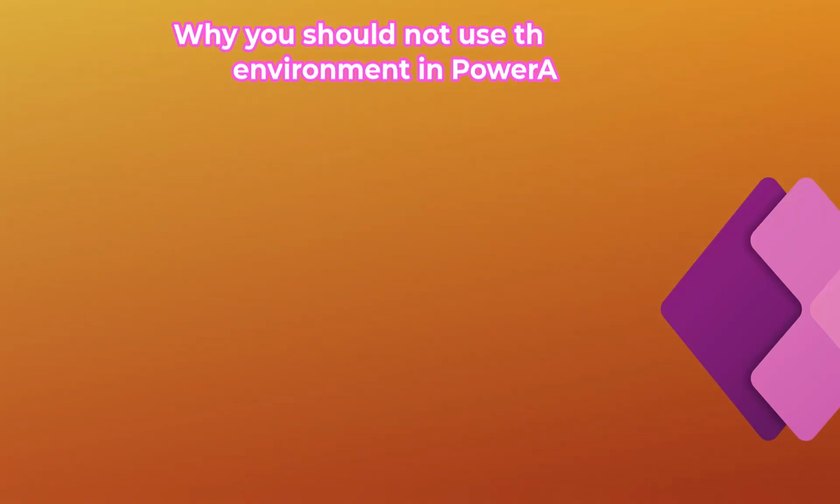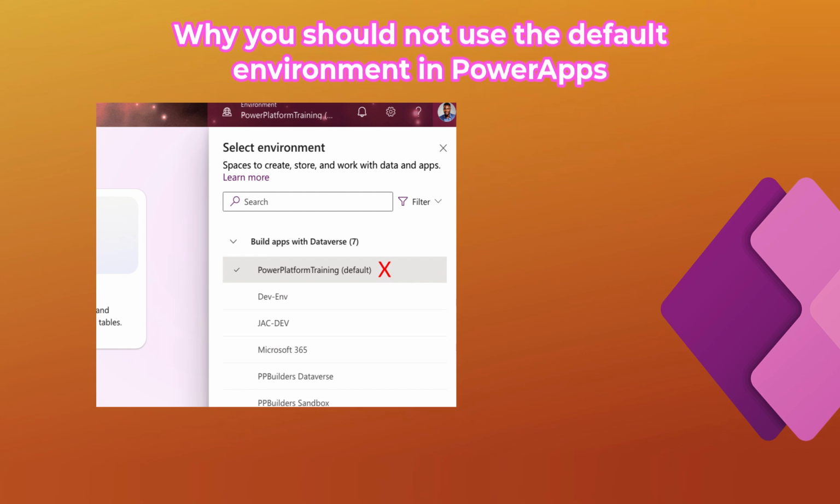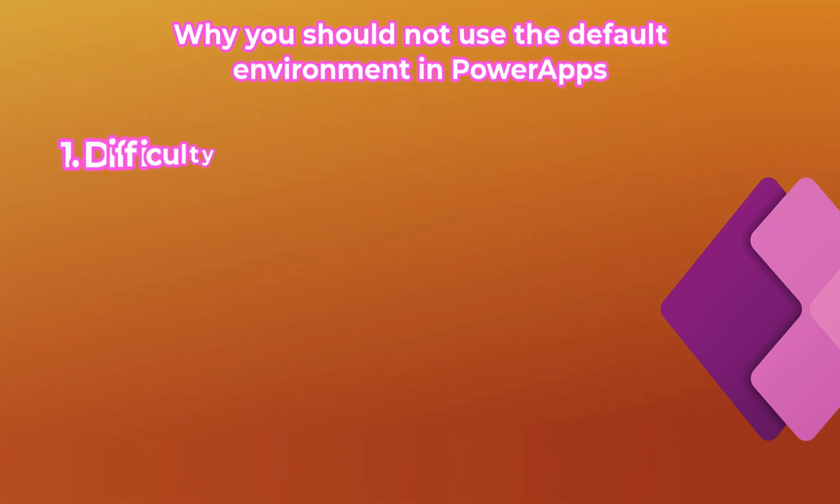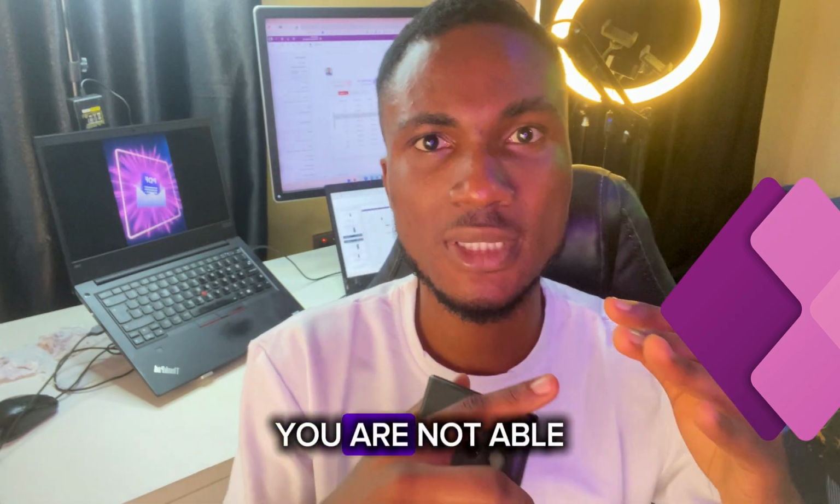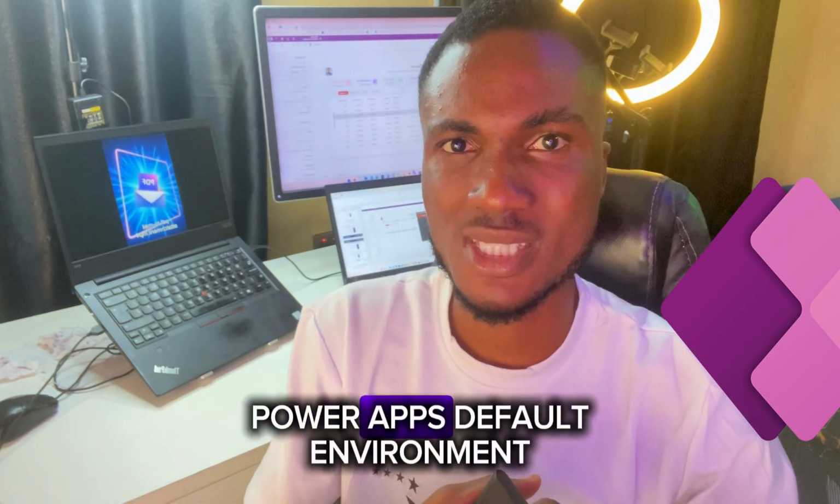Today I'm going to give you 5 major reasons why you should never use the default environment in Power Apps. 1. You can't share a security group to a default environment. Yeah, if you have a mail-enabled security group, you are not able to share this to Power Apps default environment.